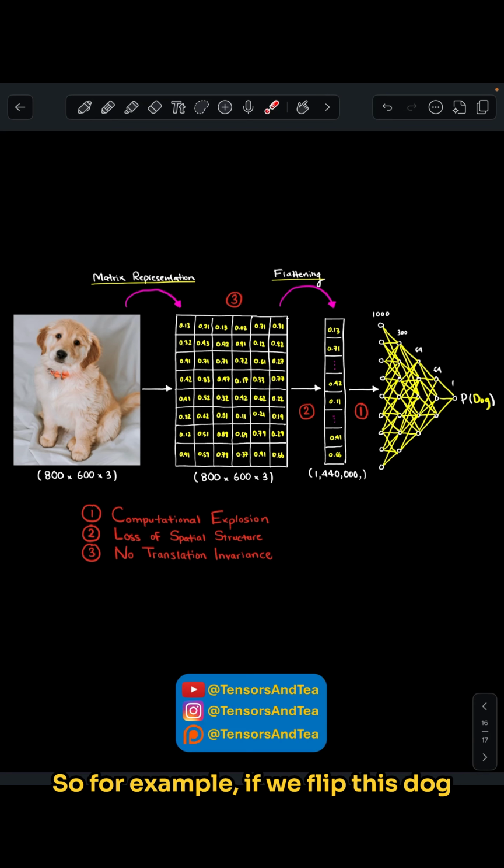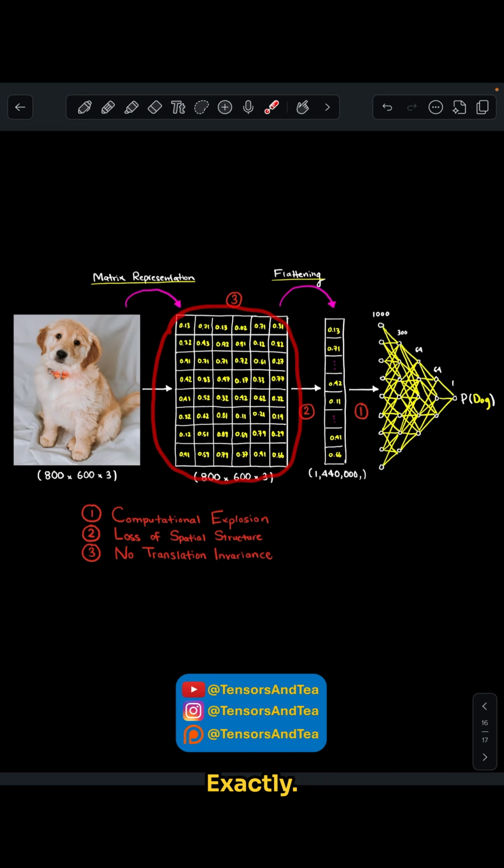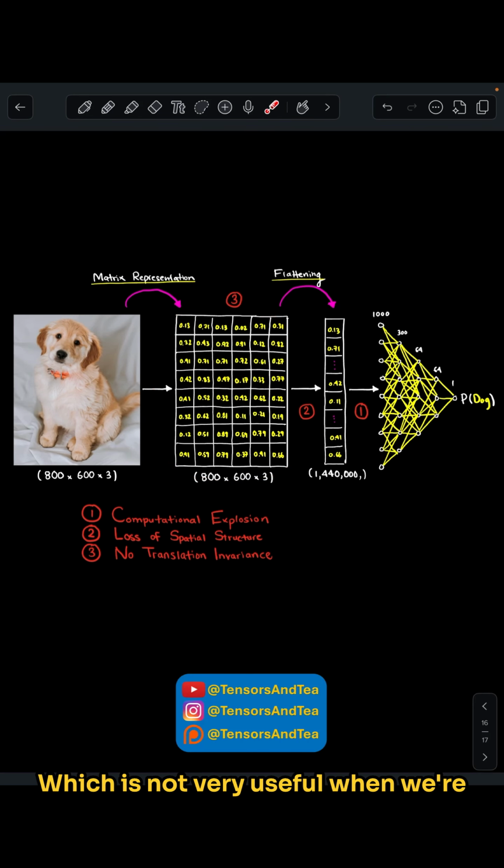And finally, we have no translation invariance, meaning that what we're learning isn't transferred once we change the image a little bit. So for example, if we flip this dog over horizontally or vertically, what our neural network is doing is learning these values exactly and saying once this matrix is these values specifically that we have a dog, which is not very useful when we're trying to learn the general cases. And we'll talk more about each one of these three in the next video.